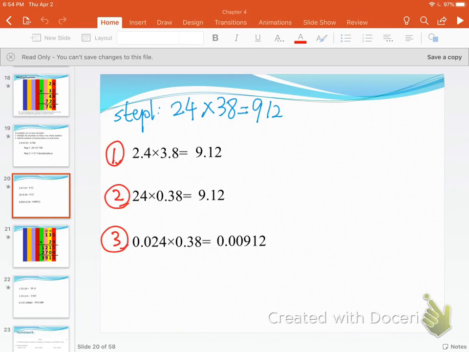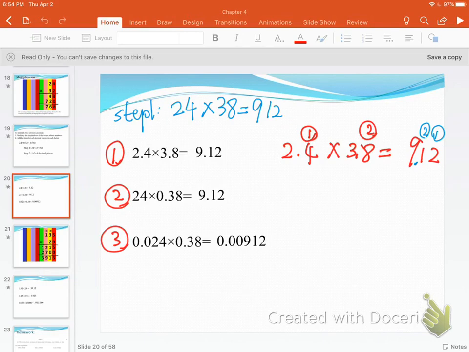So for the first question, 2.4 has 1 decimal place. Multiplied by 3.8, we have a second decimal place. So for 912, we need 2 digits in the decimal part. So this is the decimal point. We have 1, 2. These 2 digits in the decimal part. So the answer is 9.12.